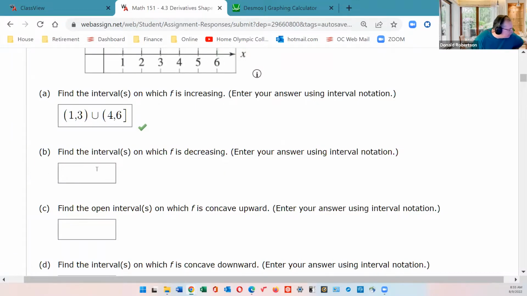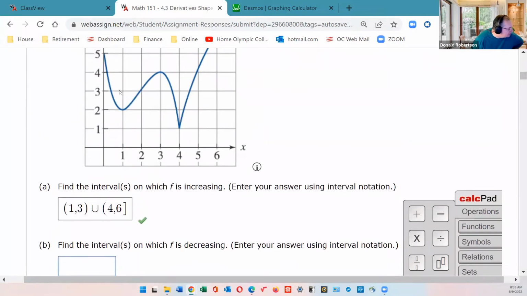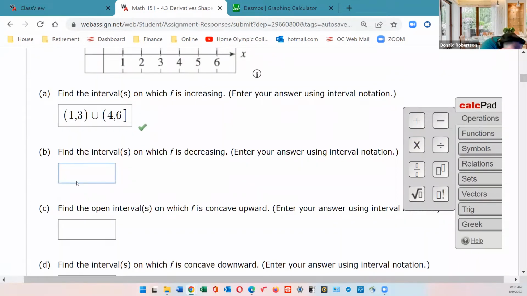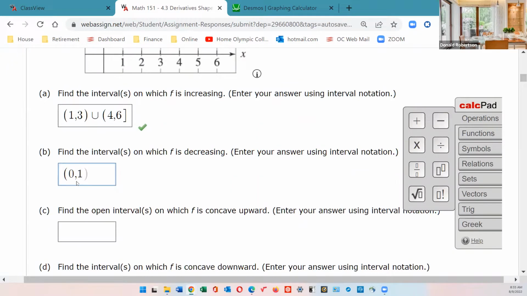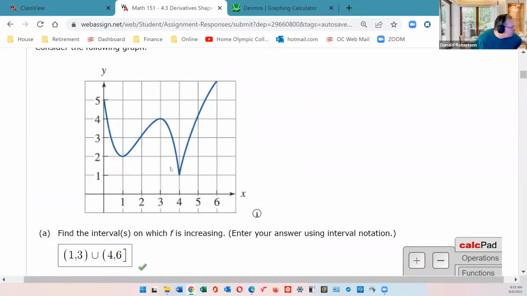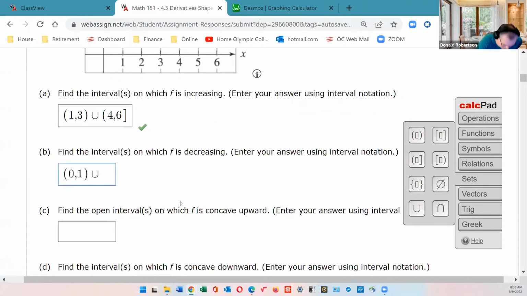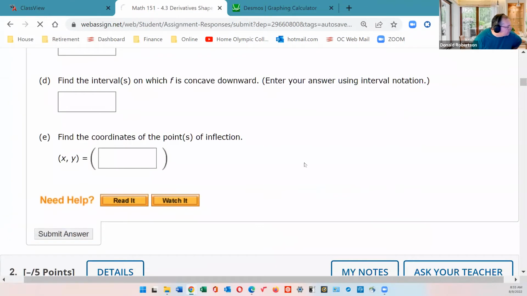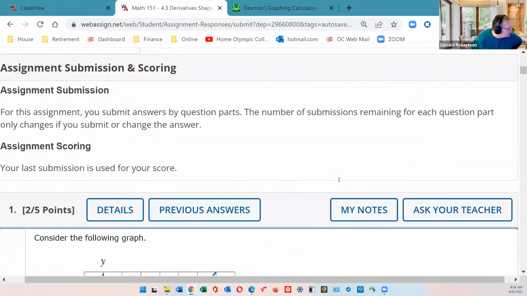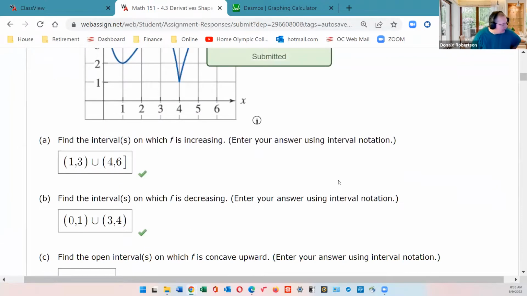Now, if you want to find out when it's decreasing, from x equals 0, which is here, it finishes at 1. So that would be 0 to 1. And then it's also decreasing from x equals 3 to 4. And check that out. Okay, good.